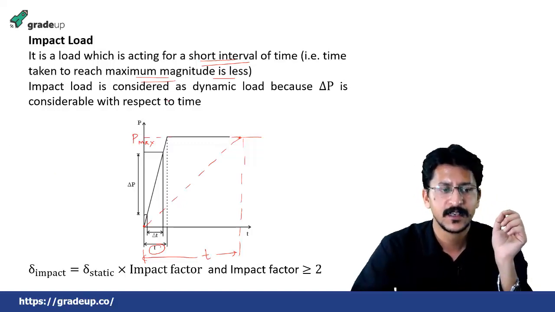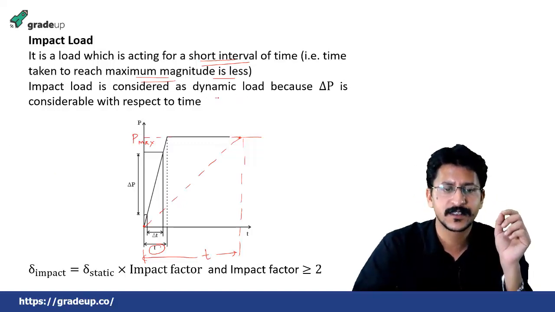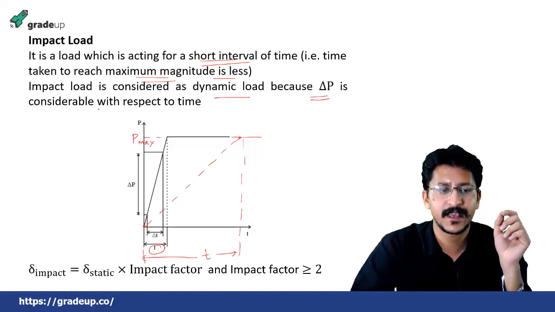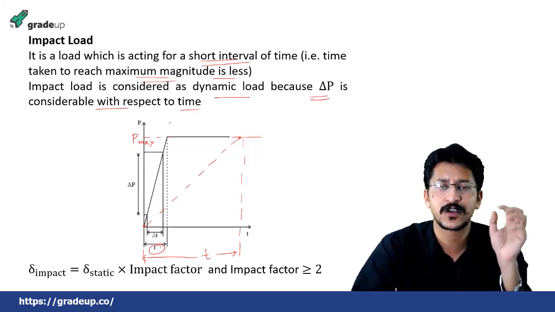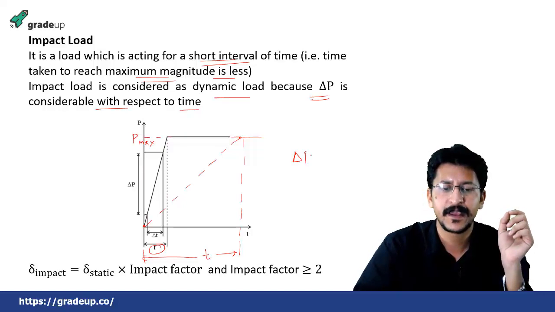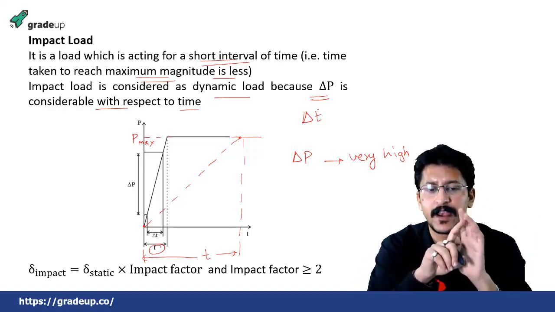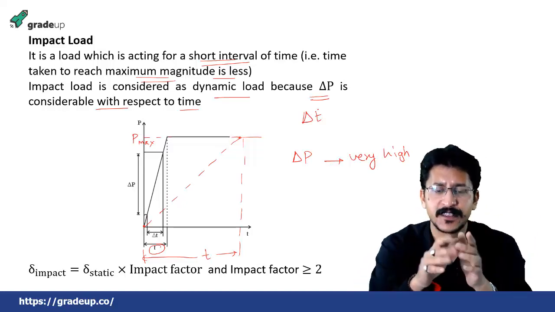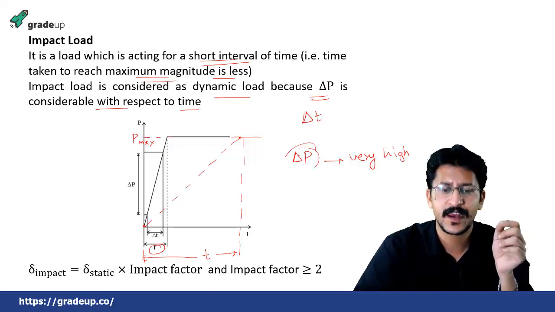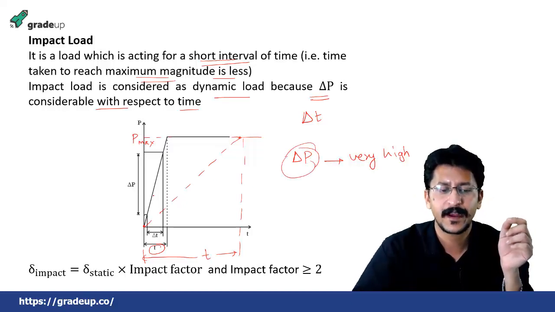So in this case this load is considered as dynamic because delta P is considerable with respect to time. That means the delta P is very high. If you take the same time interval, the delta T, okay, as we have taken in the case of gradually applied load, comparing both of them, we will see that the delta P is very high in the case of impact load.